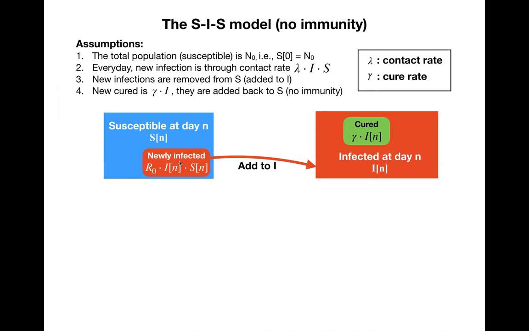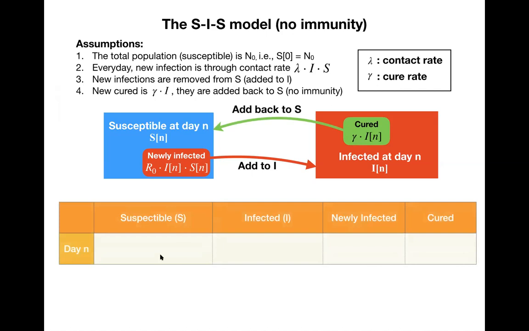The assumption is that those people who get cured don't have immunity. So when people don't have immunity, they can be infected again. They went back to susceptible in this way, so this population goes back to S, right? Now let's take a look at this table. At day n, we have S(n) and I(n), that's susceptible and infected. The newly infected is lambda times I times S due to contact. And the cured are gamma times I, because that's a portion of the patients who get cured.